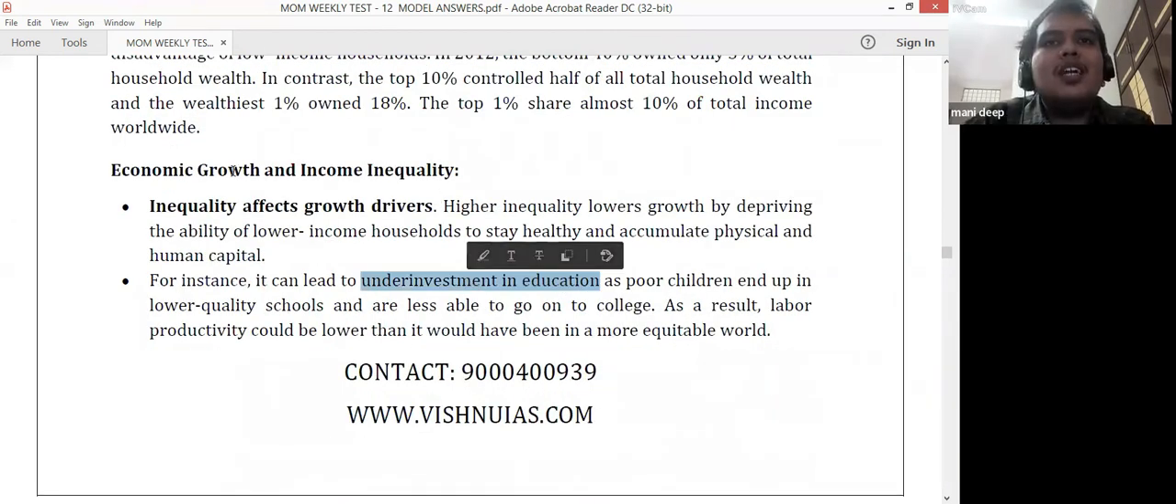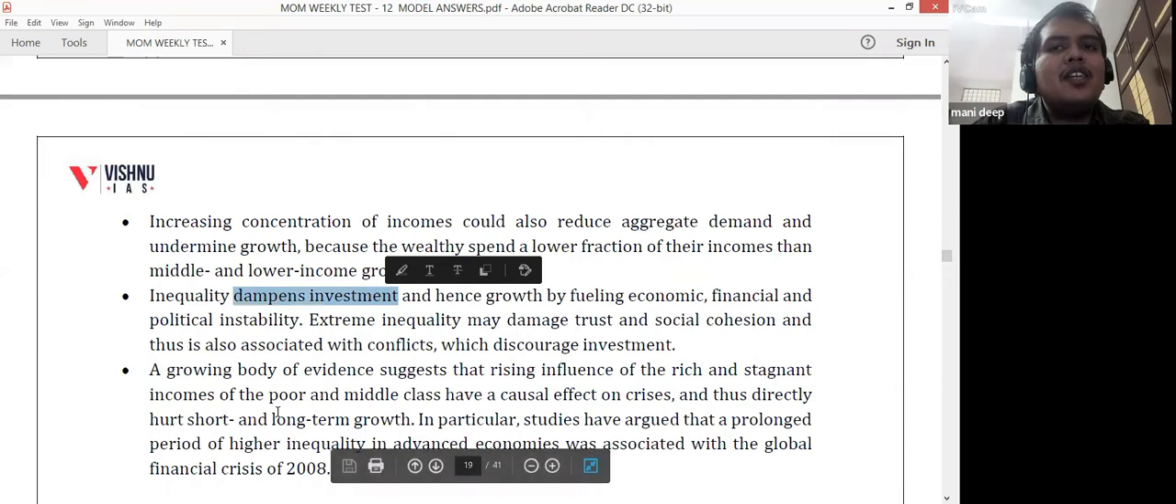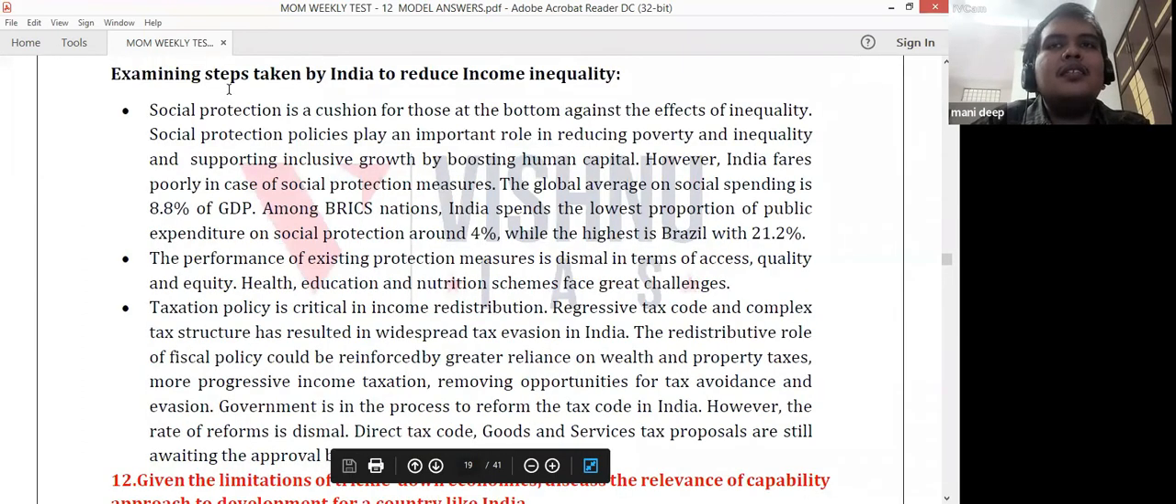So first you should write about economic growth and income inequality. It affects the growth drivers. Then it is increasing concentration of incomes in few people. Then you can write about dampening of investments. Then you can write about steps that are taken. First you can write about social protection, social infrastructure development, or you can write about taxation policy. These are all things you should focus upon.